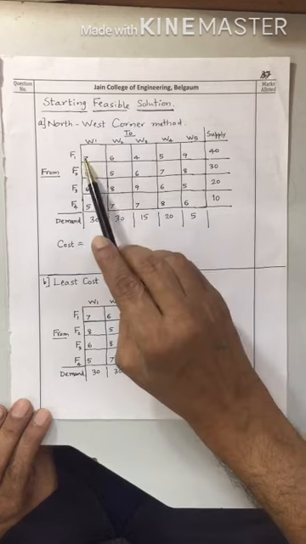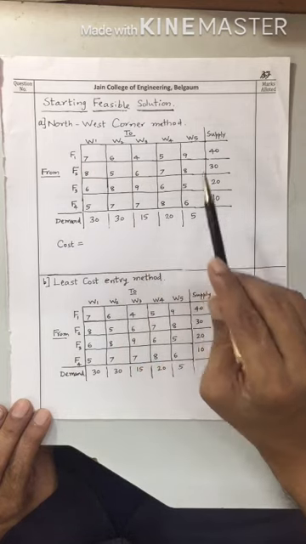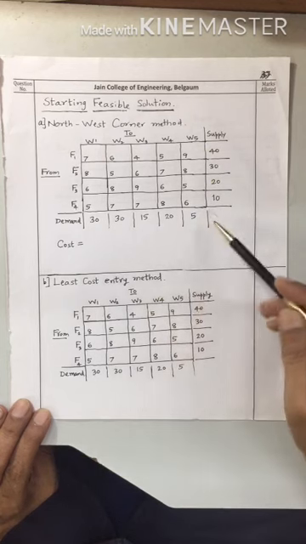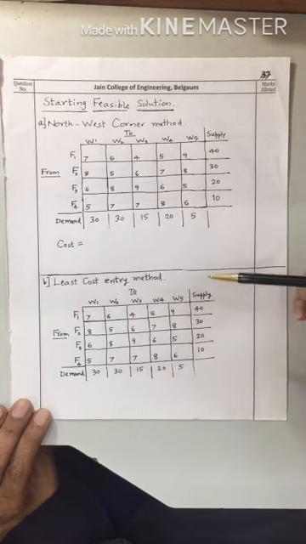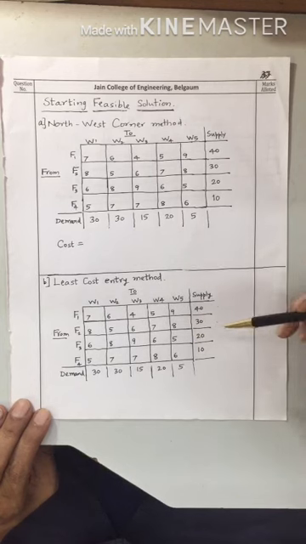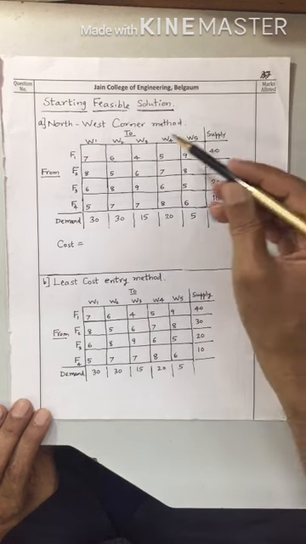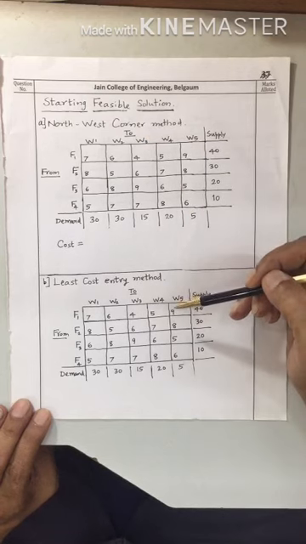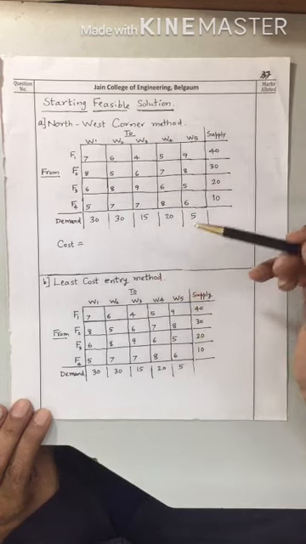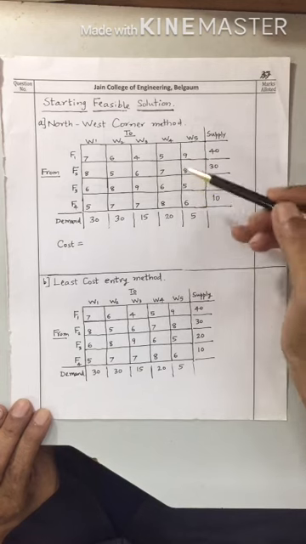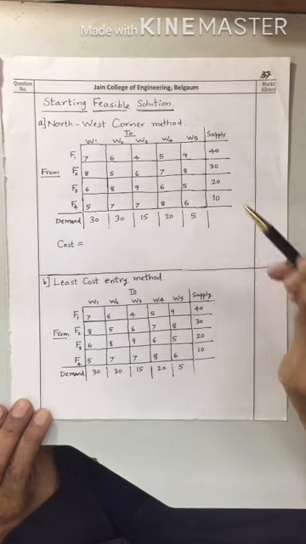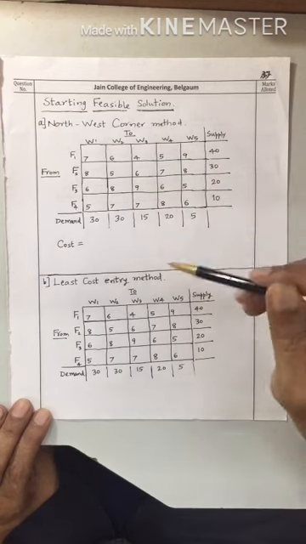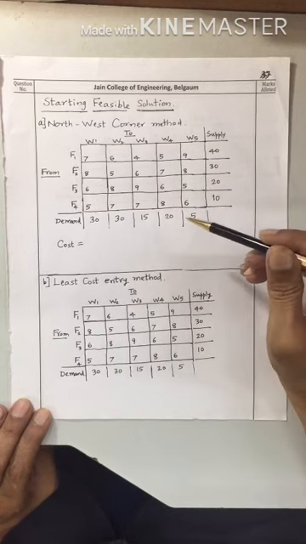So in general, I call these things CIJs, this SIs, this DJs, and these are called the parameters of a problem. They have to be given. And you can check again before I start this method. It is a minimization problem. By default, any transportation problem is considered a minimization problem. Therefore, there is no need to mention a minimization problem separately.